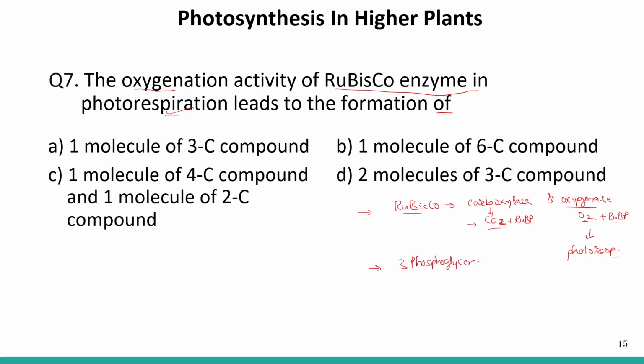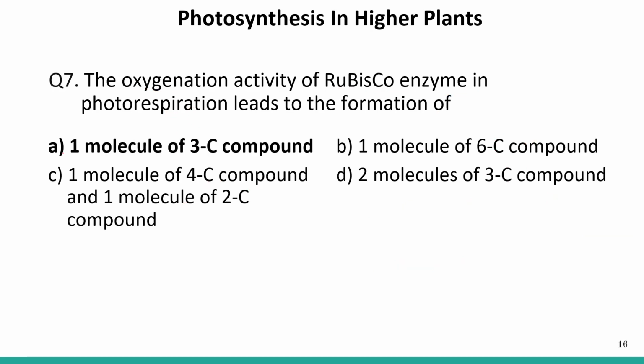A 3-carbon compound is formed, 3-phosphoglyceric acid, along with the 2-carbon compound phosphoglycolate. So here in the options they are saying one molecule of 3-carbon compound. Then one molecule of 6-carbon compound, not correct. Then a molecule of 4-carbon compound, again not correct, and 2 molecules of 3-carbon compound, this is also not correct. One molecule of 3-carbon compound should be the answer here.